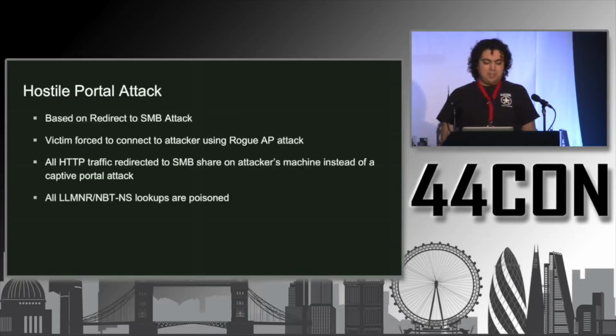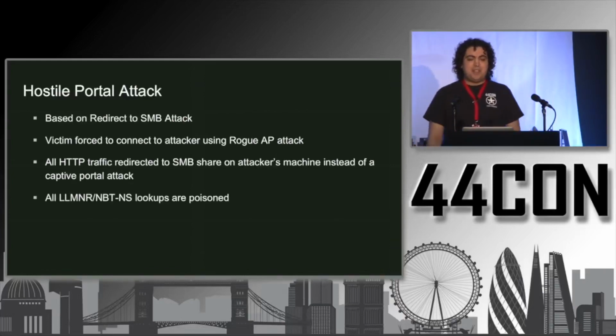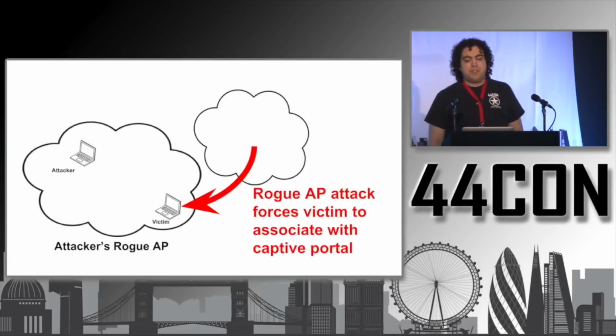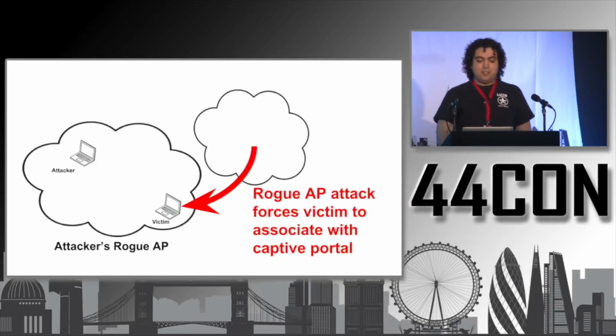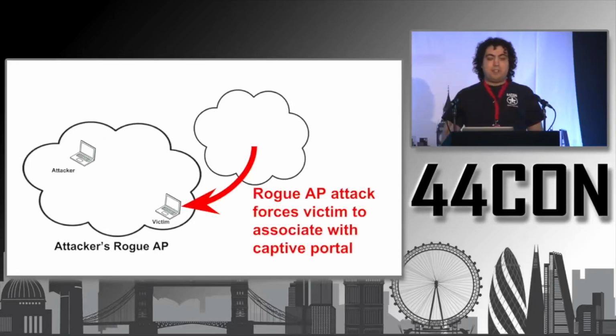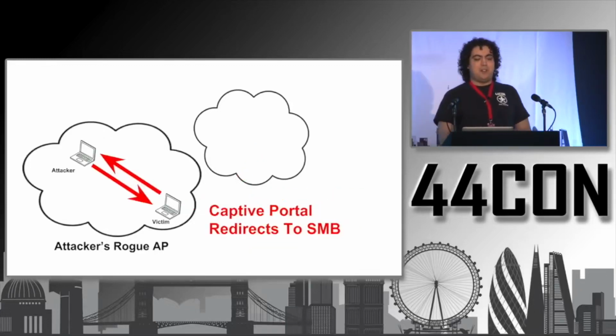So a hostile portal attack combines all this stuff, and it's based on the redirect to SMB. What it does is that you first force the victim to associate with you, using a rogue AP attack. And then you use a specially modified captive portal. Instead of redirecting to a login page, you redirect to an SMB server share on your machine.